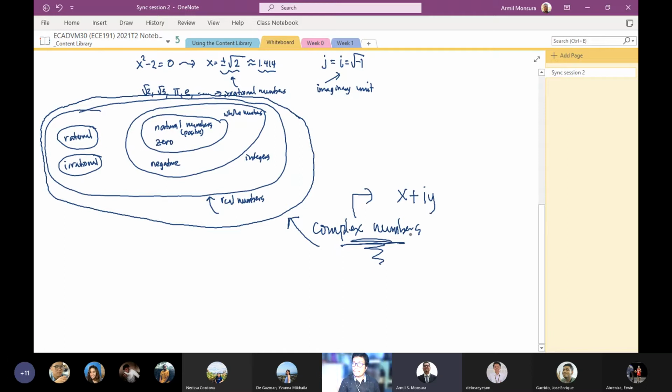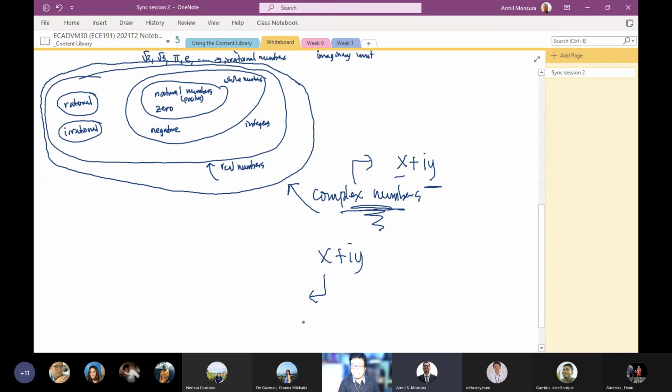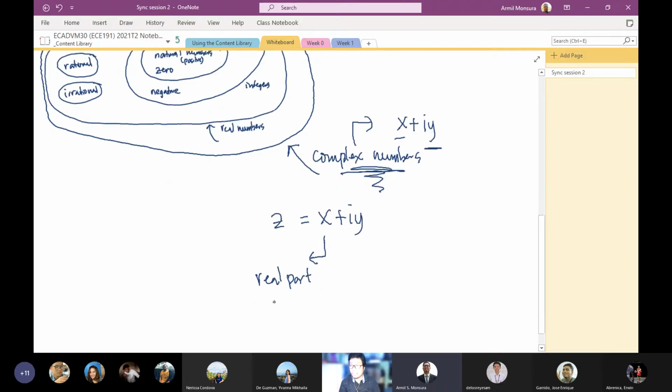Or basically, it's the sum of two numbers. Your complex number is the sum of two numbers. That first number is what we call the real part. If we let z be a complex number, which will carry the form x plus iy, the x component is what we call the real part of z. In notation, we will have this as the real part of z.